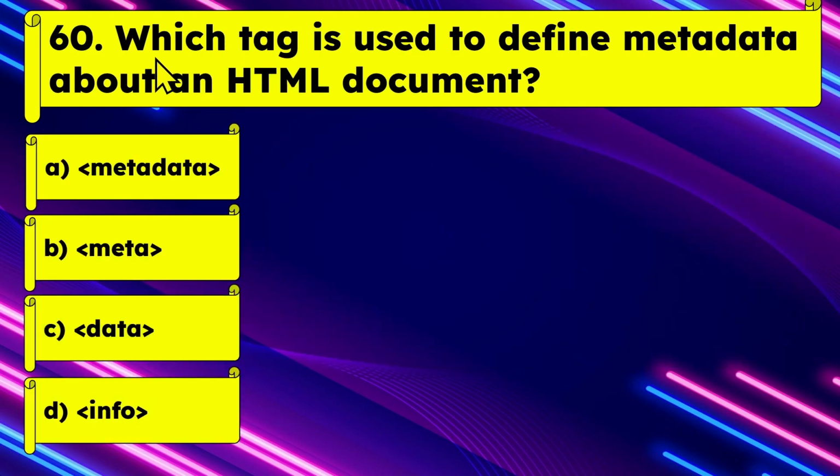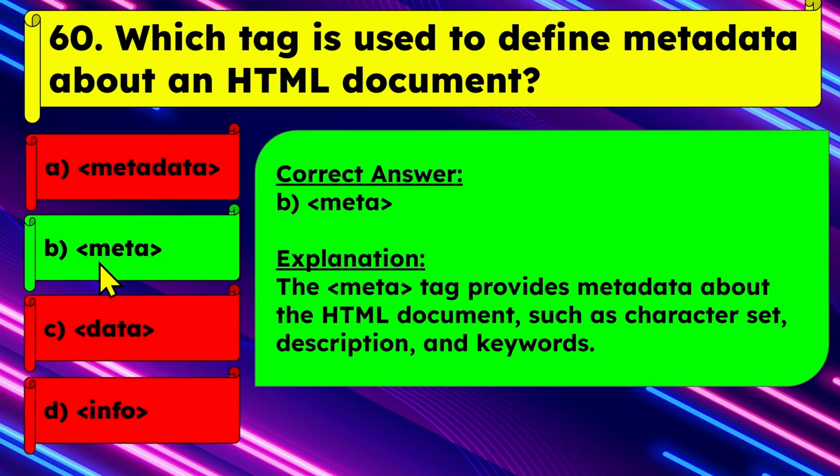Next question is, which tag is used to define metadata about an HTML document? So here the metadata refers to data related to data. So option A we have is metadata tag, option B is meta tag, option C is data tag, or option D is info tag. So here the correct answer will be option B. You can see the meta tag provides metadata about the HTML document such as character set, description, and keywords.